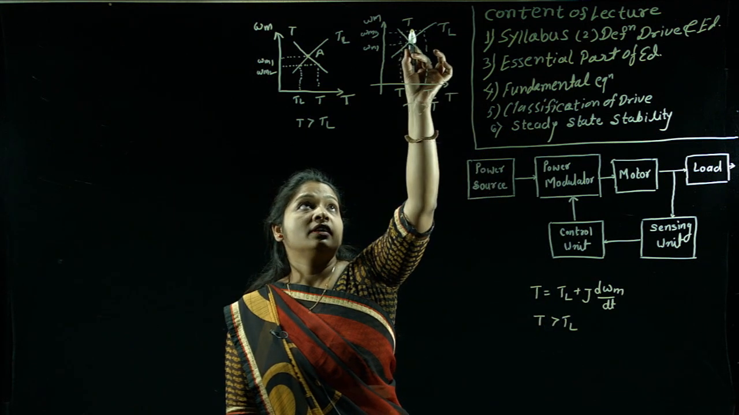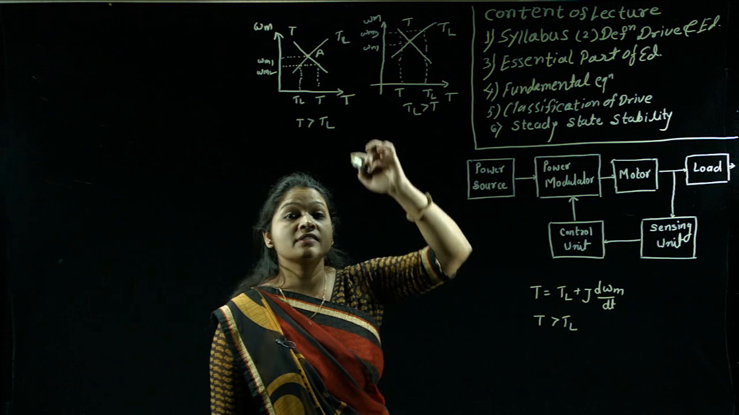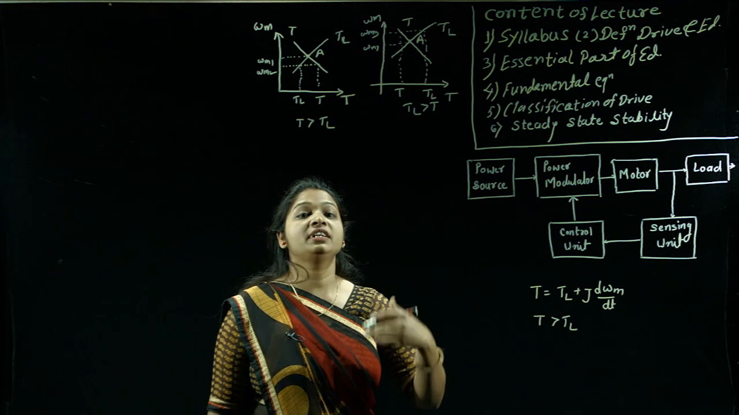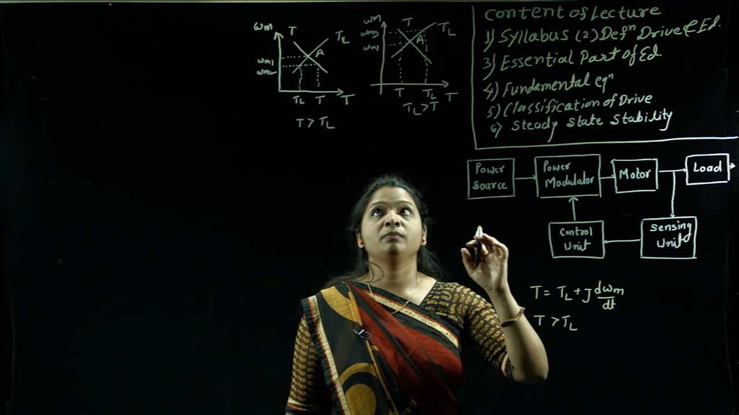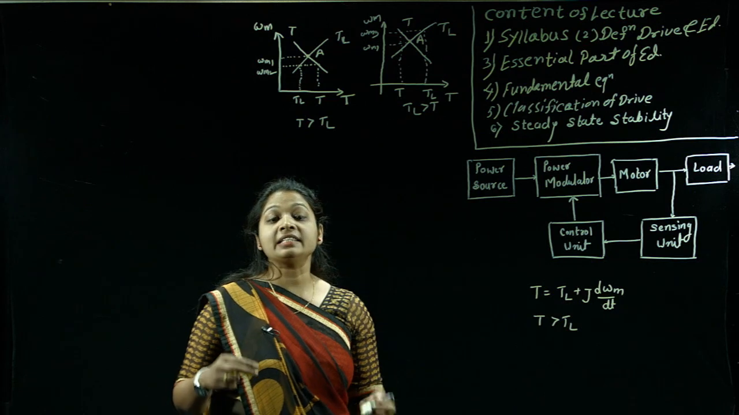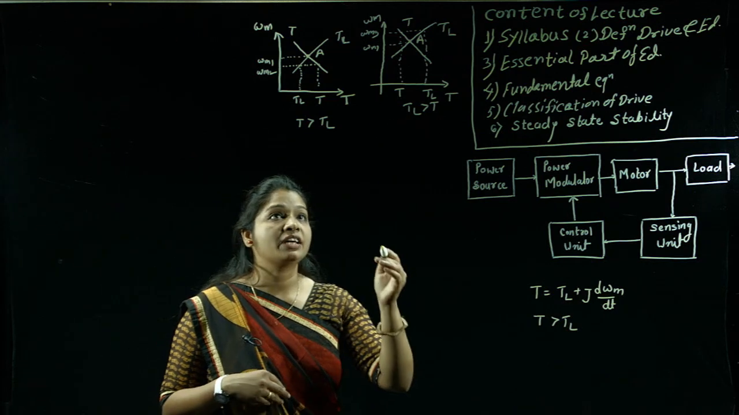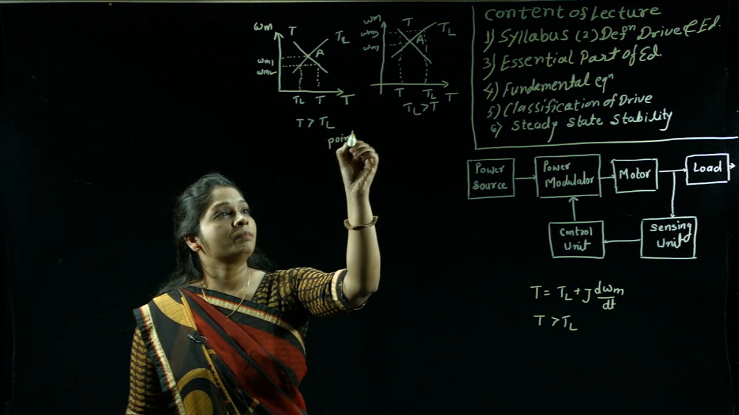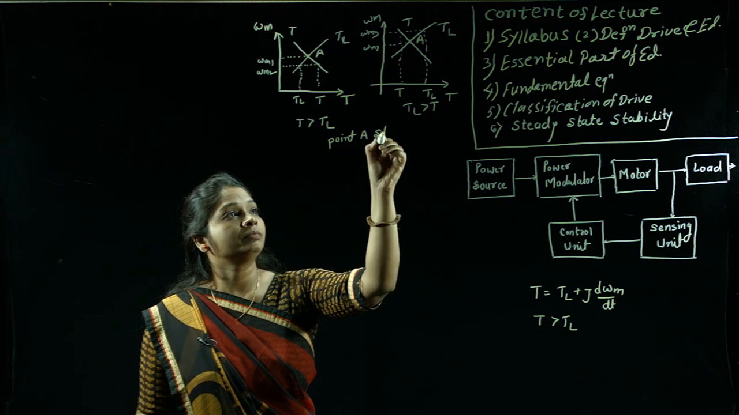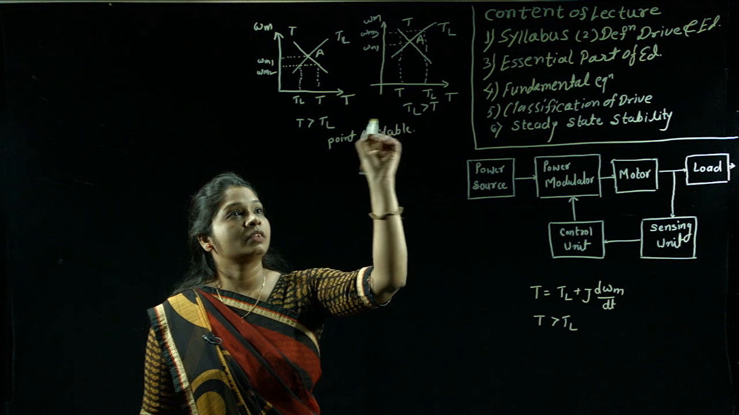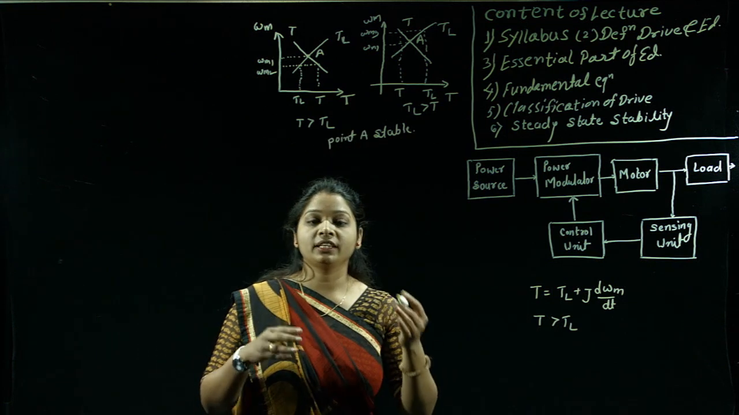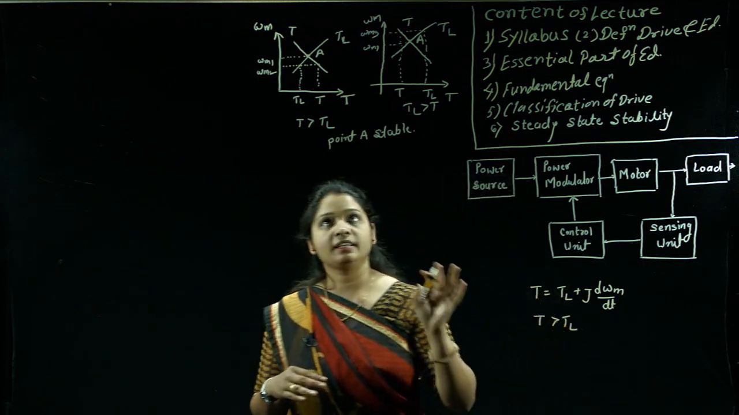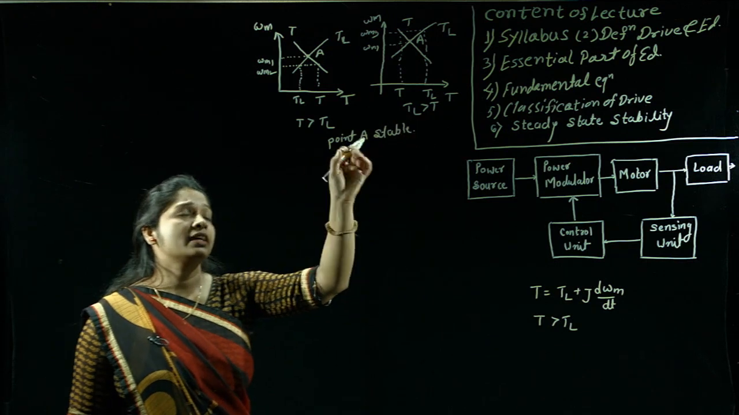The new speed again comes to its original position, which means that point A restores its original position after departure due to the disturbance. In both the cases point A comes back to its original position, that's why you can say that this point A is stable. That point is a stable point in both the cases, while considering the speed increase and also the decrease. So these are the two cases.